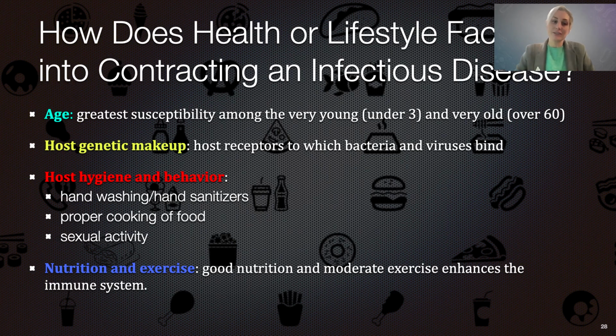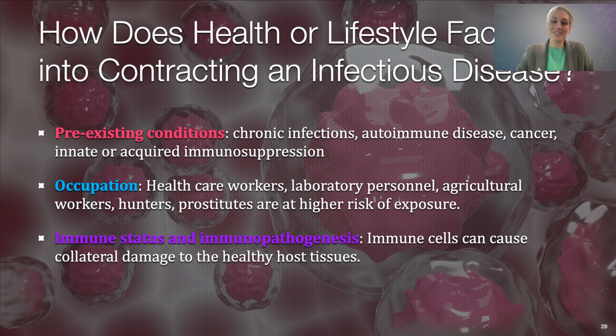Looking at lifestyles and infectious disease, we can talk about a couple things like pre-existing conditions. Pre-existing conditions can make you more susceptible to disease. So any kind of autoimmune disorders, chronic infections, or even if you have cancer or lupus, these things will make you more susceptible because they're compromising your immune system to disease coming in.